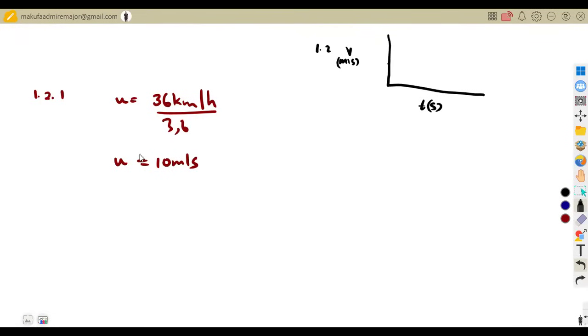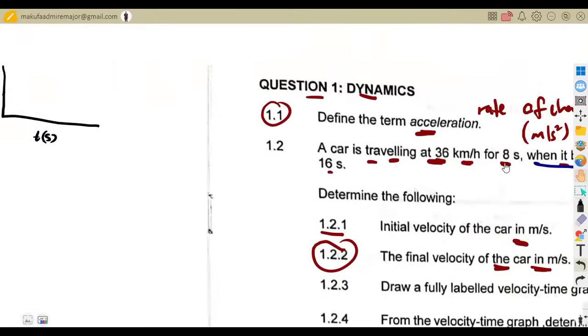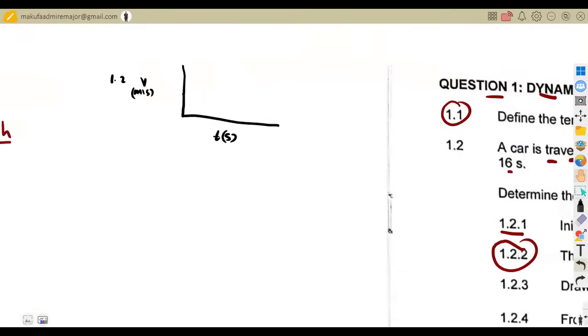So if we check, they are saying the car is moving at this velocity, which is the initial velocity, for 8 seconds. So what it tells us is that this is a constant velocity. There is no acceleration at that moment. For the first 8 seconds, there was no acceleration. The velocity there was the same, at 10 meters per second.